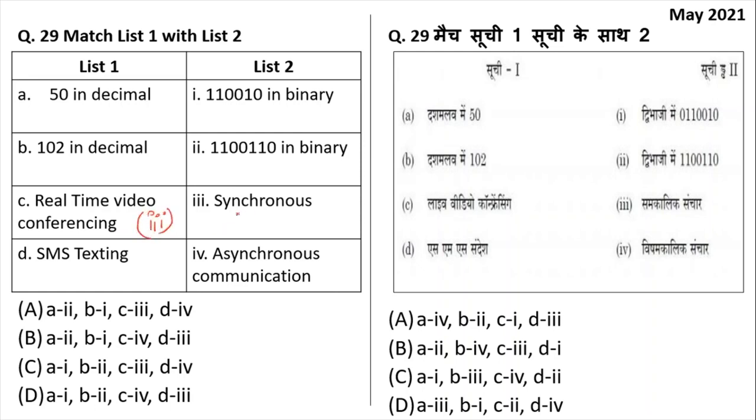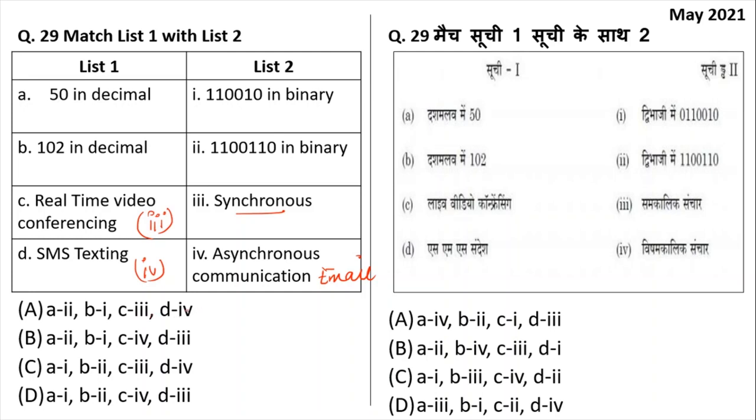Synchronous communication is when those people who are communicating are present at the same time. But in asynchronous, they are present in different time. SMS texting is a kind of asynchronous media. Also, email is an example of asynchronous media. So now the options that are left, the answer should be C should be 3 and D should be 4.